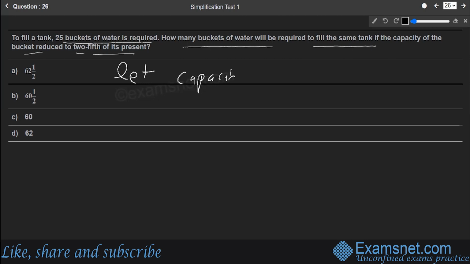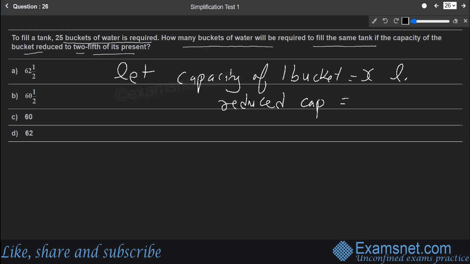Let the capacity of one bucket be x liters. Now the reduced capacity will be how much? He says, if the capacity of the bucket is reduced to 2/5 of the present x, so the reduced capacity will be 2 by 5 x liters. So this is the original capacity and this is the reduced capacity. Now he says the volume of the tank remains the same. So from both sides, the reduced capacity side and the original capacity side, we can find the tank's volume, equate, and then solve it.